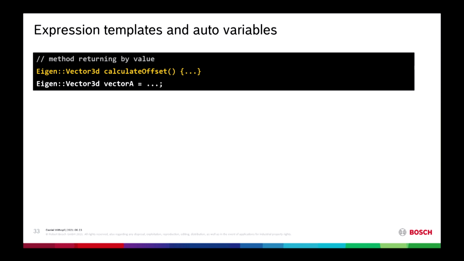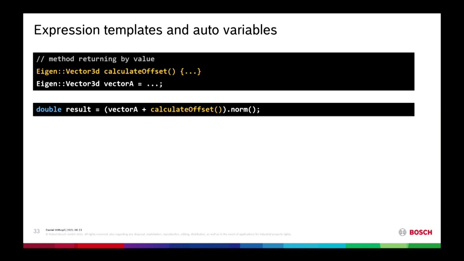I will explain on the next slide how this can happen, and we will also see how this can be prevented completely. So as I mentioned, Eigen uses expression templates. Let's look at a really small example of Eigen code. We have a method calculateOffset that returns an Eigen three-dimensional vector by value. And then we also have a pre-existing three-dimensional vector, vectorA. Now I can write code like this. We're adding vectorA to the result of calculateOffset, and then we're calling the norm method to get the length of the vector, and we assign that to a double. It's completely valid Eigen code.